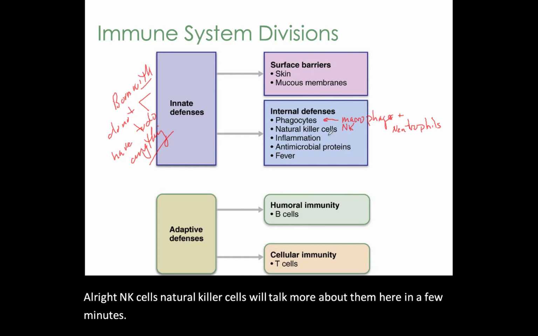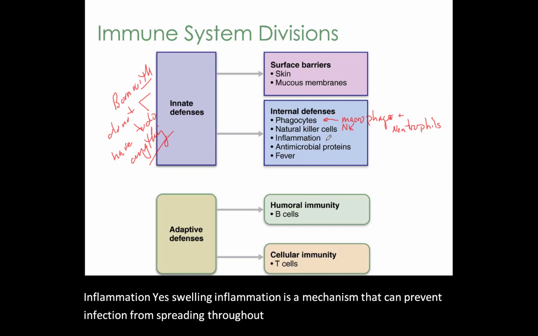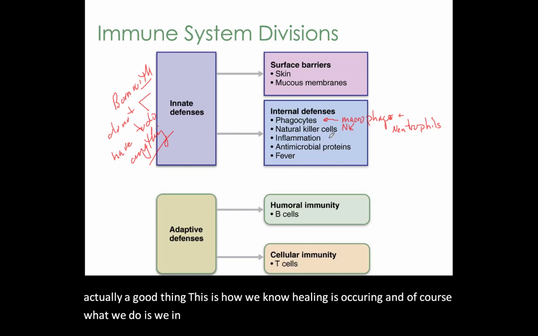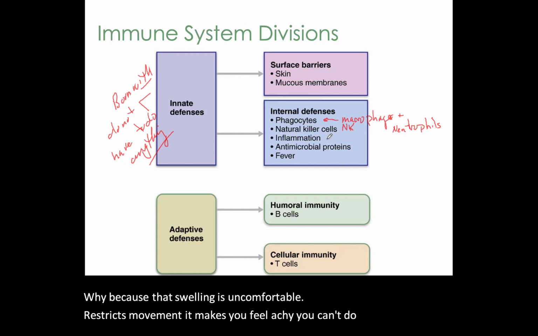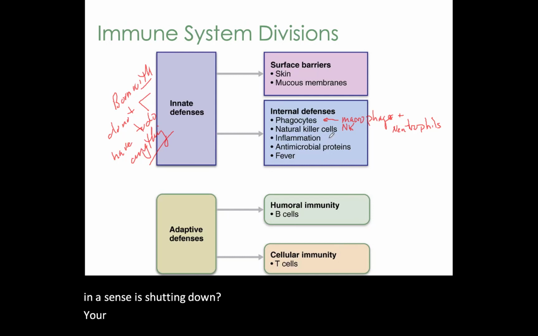Inflammation. Yes, swelling. Inflammation is a mechanism that can prevent infection from spreading throughout the body. And so inflammation is actually a good thing. This is how we know healing is occurring. And of course, what we do is we naturally, immediately take an anti-inflammatory. Why? Because that swelling is uncomfortable, it restricts movement, it makes you feel achy, you can't do as much as you want to, and so it's annoying. And so we take an anti-inflammatory, which in a sense is shutting down your immune system. It's preventing your immune system from doing what it's designed to do.